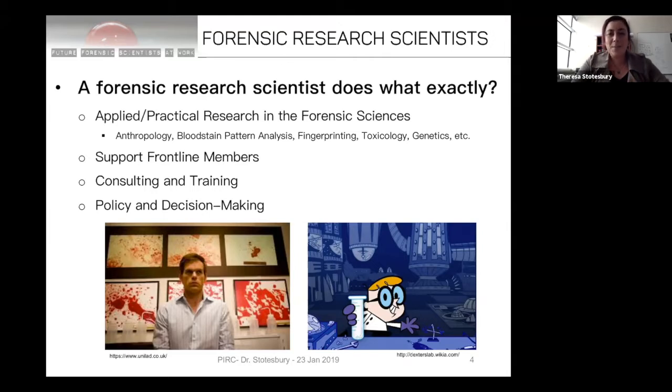Now, when most people ask me, Theresa, you're a bloodstain pattern analyst, they immediately think of Dexter, and you may have seen Dexter, that media show. That's not necessarily me. When I think about Dexter in the media, I'm mostly this little Dexter's Lab character on the bottom right corner there.